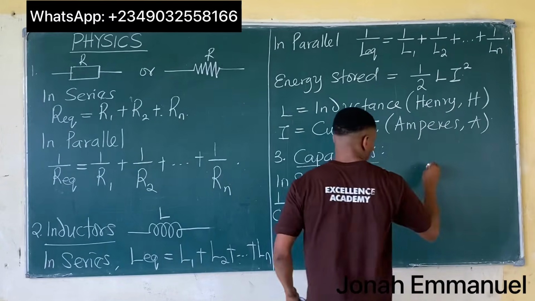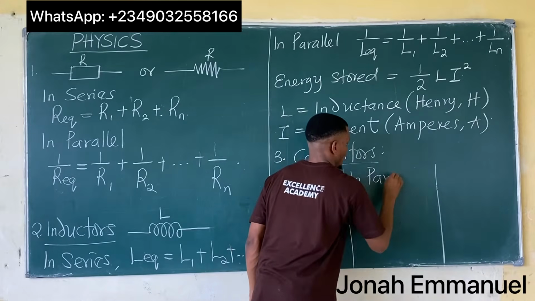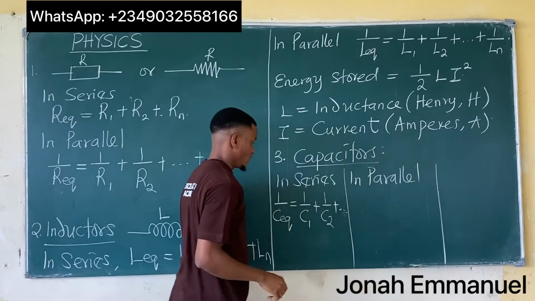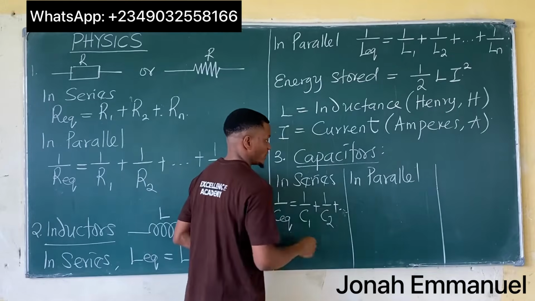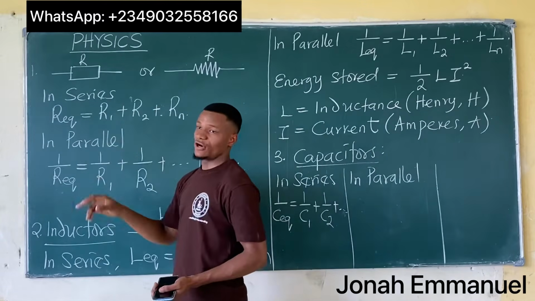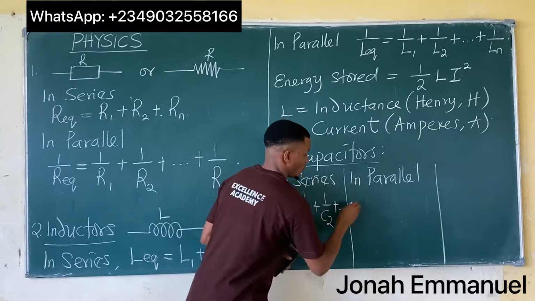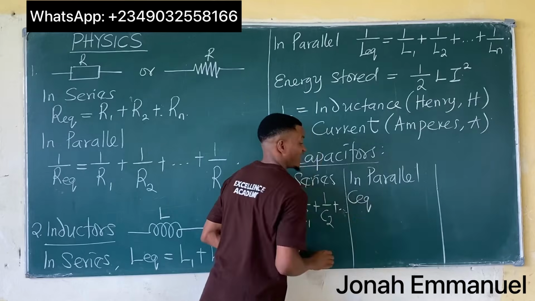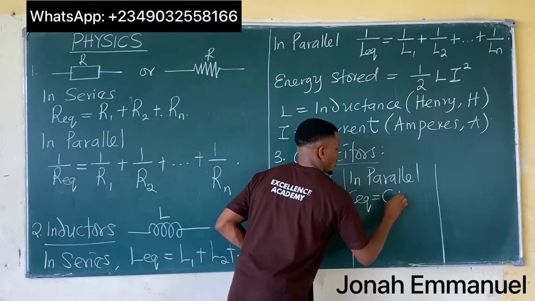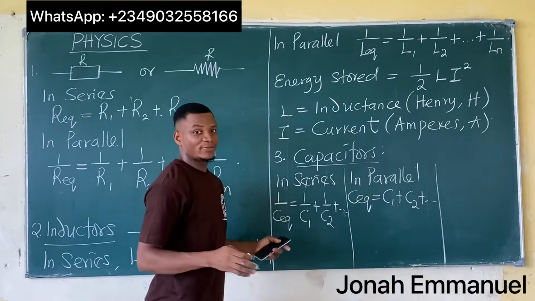Also, in parallel, for a capacitor, the parallel concept of a capacitor is the series concept of both resistor and inductor. That means for parallel capacitors, the equivalent capacitance is equal to the sum of all of them, just like this. Just simply add them up straight.